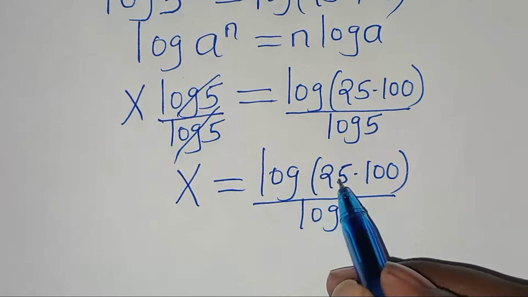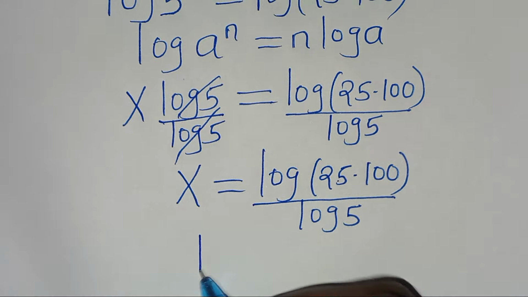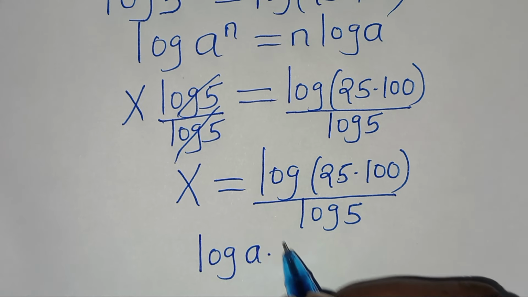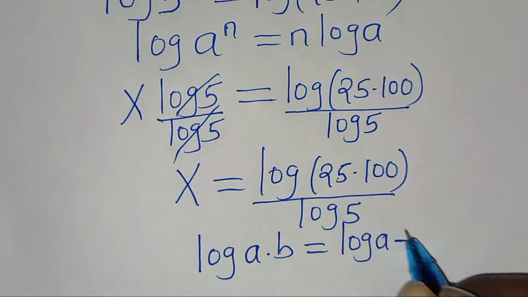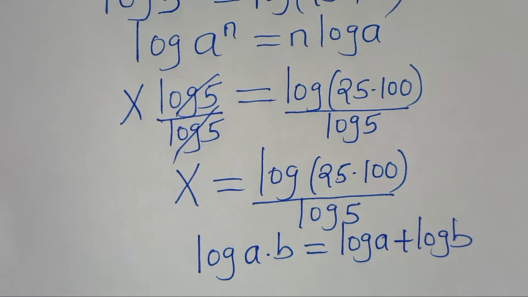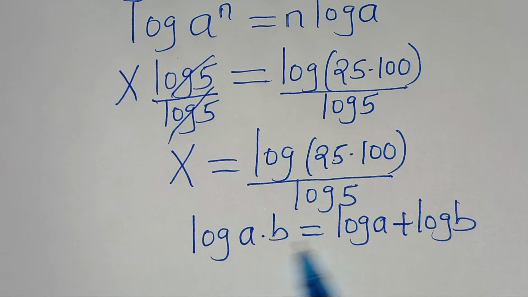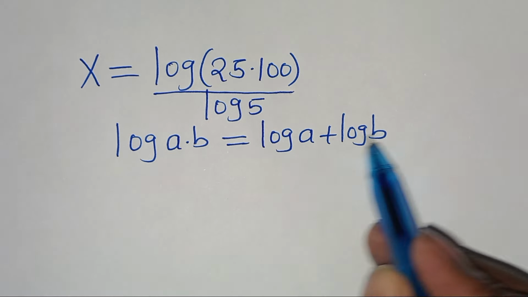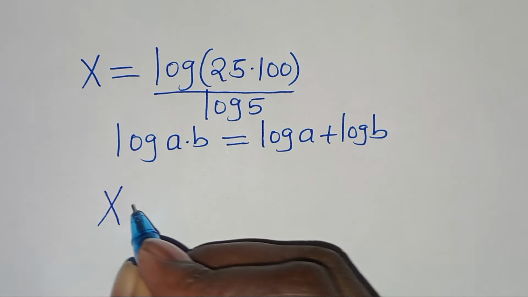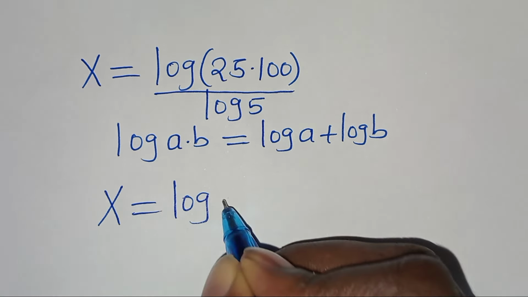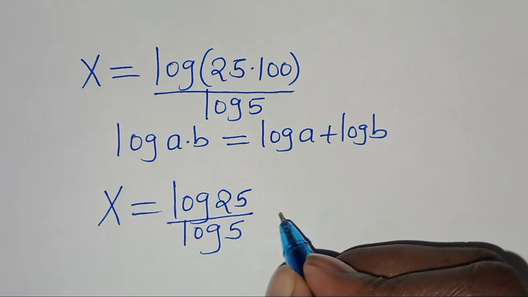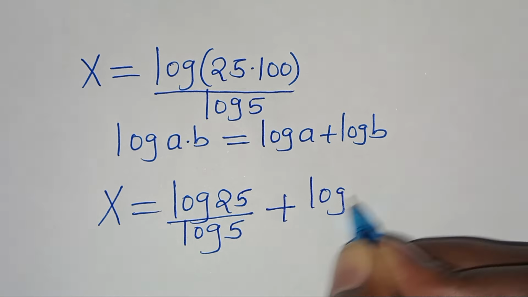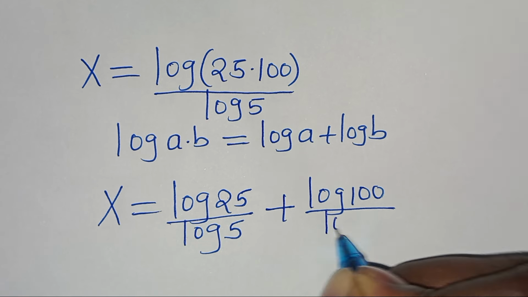So you find that log 25 times 100, this is in the form of log a multiplied by b, and this can be expressed as log a plus log b. So let's apply this logarithm property, so that now here we have x is equal to log 25 divided by log 5, plus log 100 divided by log 5.